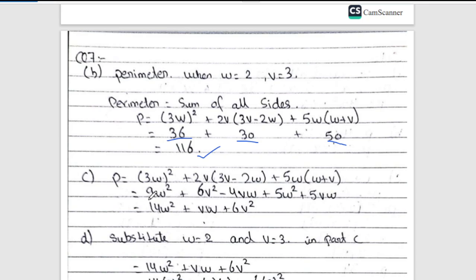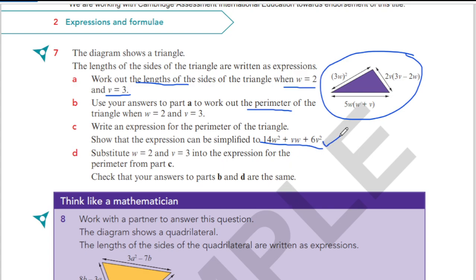By adding like terms, 9w square and 5w square will be 14w square. Then minus 4vw and plus 4vw: minus and plus, we subtract them, but take the sign of the bigger value, which is plus, so it will be positive vw. Then 6v square is alone, we just put it as it is. So our expression 14w square plus vw plus 6v square is equal to the same expression as they said. So hence it's proved.